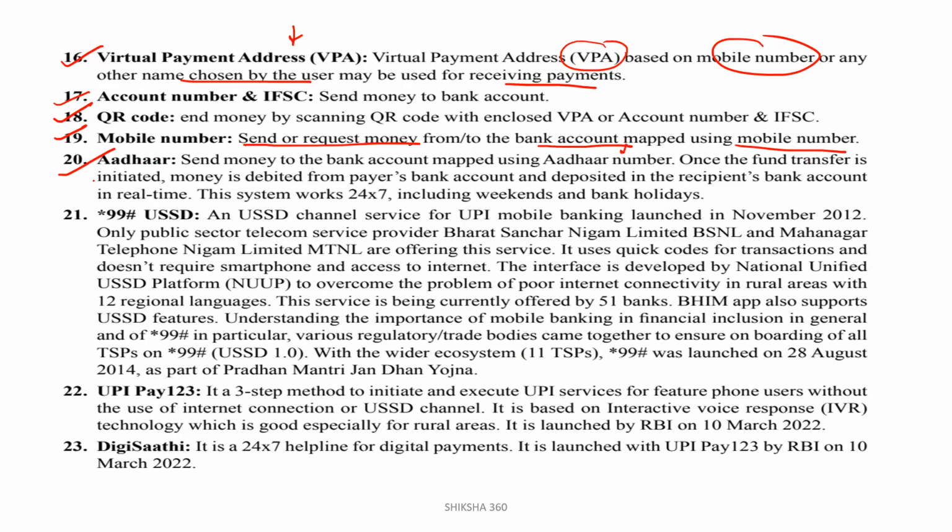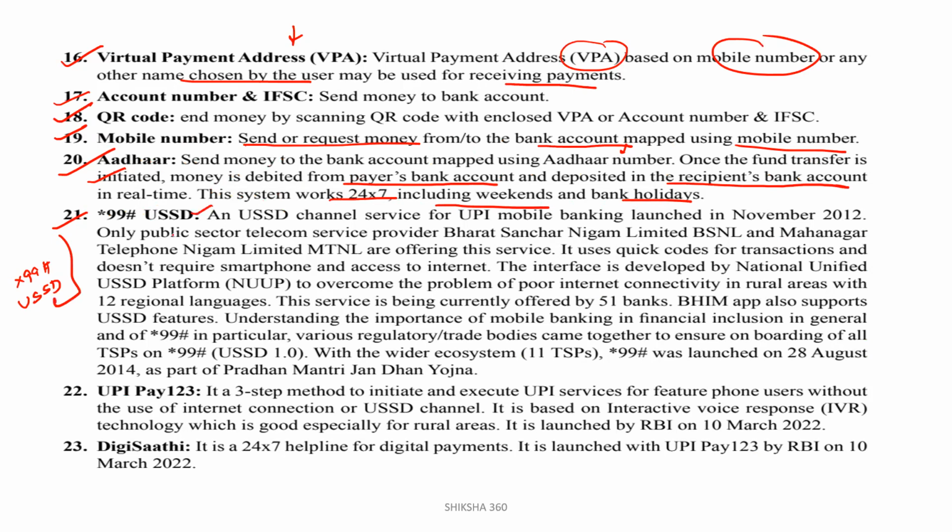Once the fund transfer is initiated, money is debited from the payer's bank account and deposited in the recipient's bank account in real time. So this system works 24/7, including weekends and bank holidays. Next one is *99# USSD, very rarely used at present.